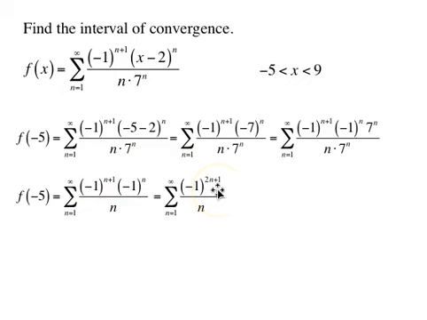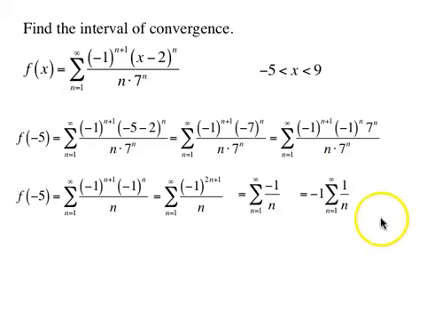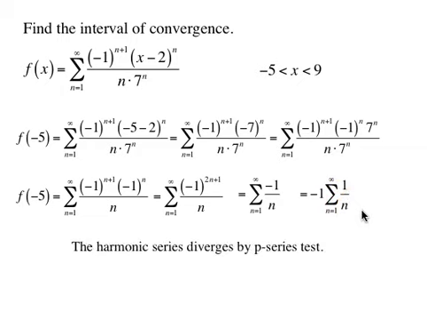2n plus 1: 2 times 0 plus 1 is 1. 2 times 1 plus 1 is 3. 2 times 2 plus 1 is 5. Those are all odd numbers. Negative 1 to an odd number is always negative 1. And we could pull the negative 1 out in front. And we have negative 1 times the sum of 1 over n. That is the harmonic series. That diverges. P-series, fine if you want to use that reason, but that is a divergence. So negative 5 diverges, but 9 converges.